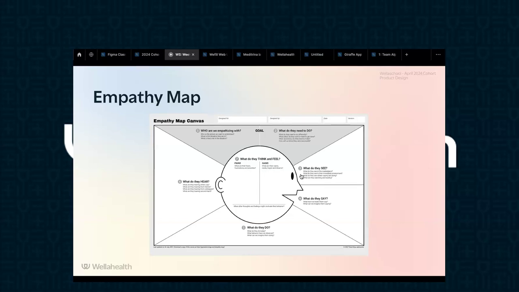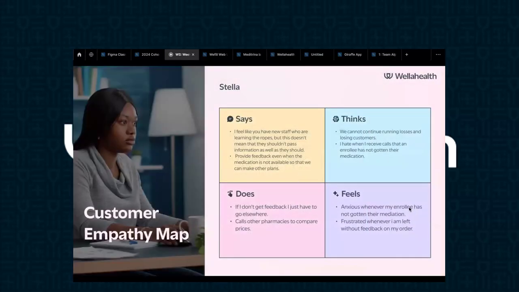So I'll show you an example of an empathy map that we built for a product that we are working on at Wella Health. This is an empathy map that we built for a pharmacy benefits management company, right? This user is Stella. Of course, Stella is a random name; it's not exactly the person's name. And mind you, you've interviewed a couple of users, right? Stella is a representative of the users that we've talked to.